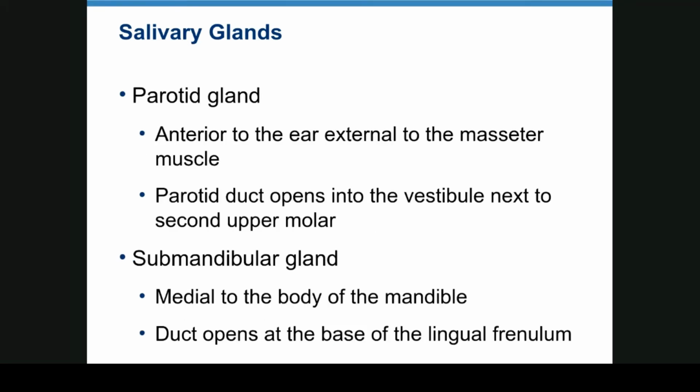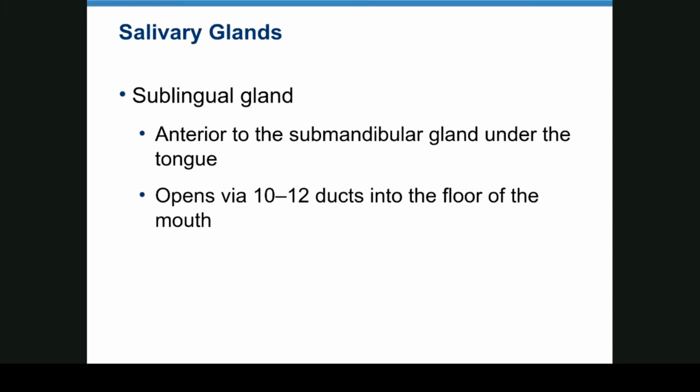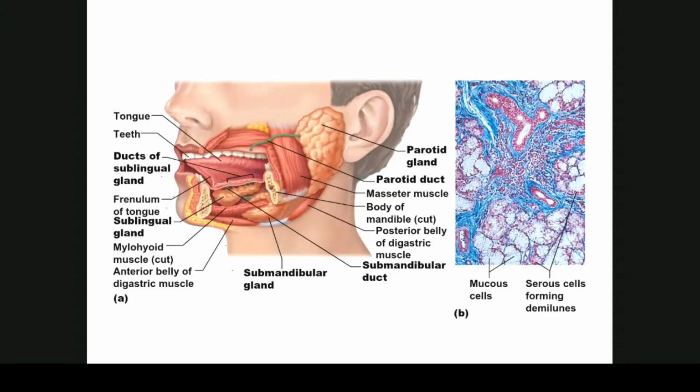The parotid salivary gland, this is a big one, external to the masseter muscle, and the parotid salivary duct opens in the vestibule next to the second upper molar. Now the submandibular gland is medial to the mandible, and the duct opens at the base of the lingual frenulum, and the sublingual glands are anterior to the submandibular gland under the tongue. That's why it's sublingual. And you have 10 to 12 ducts on the floor of the mouth. So here is our parotid salivary gland. And here's the duct right up here.